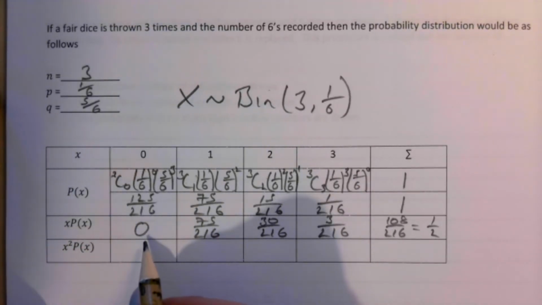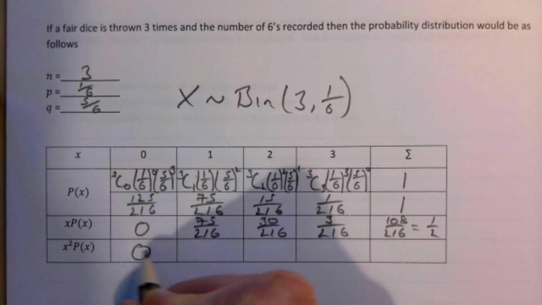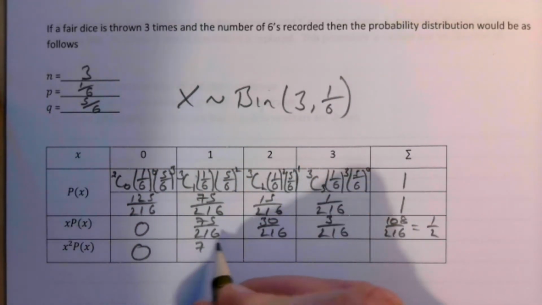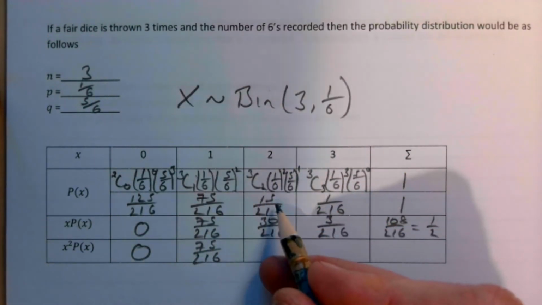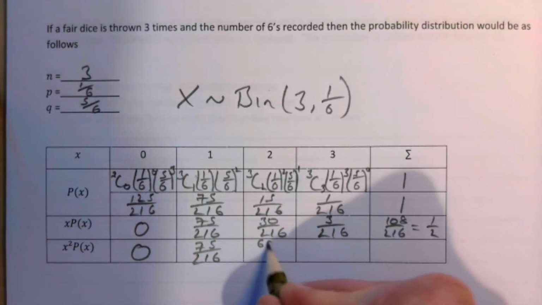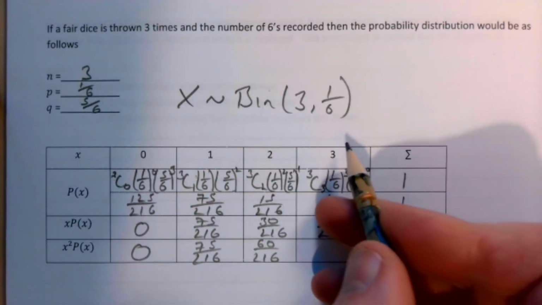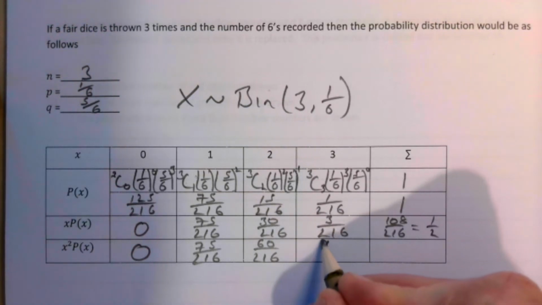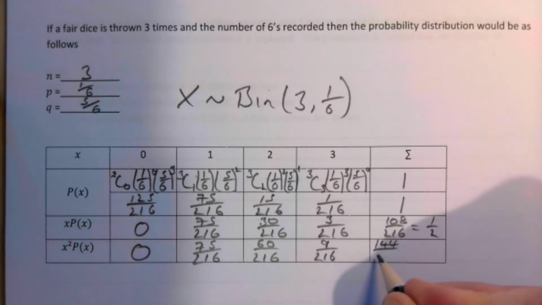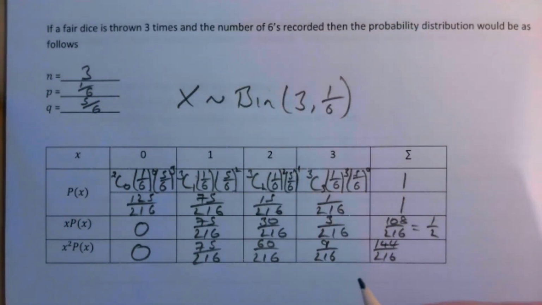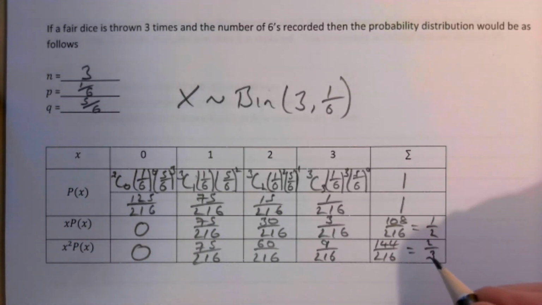Our final row then, x squared P of x. 0 squared is 0. It's an easy one. 1 squared, same, 75 over 216. 2 squared is 4, times the 15 is 60 over 216. 3 squared was 9, times this, so 9 over 216, that gives us 144 over 216, which is quite a handy number. Then that cancels down into 2/3.